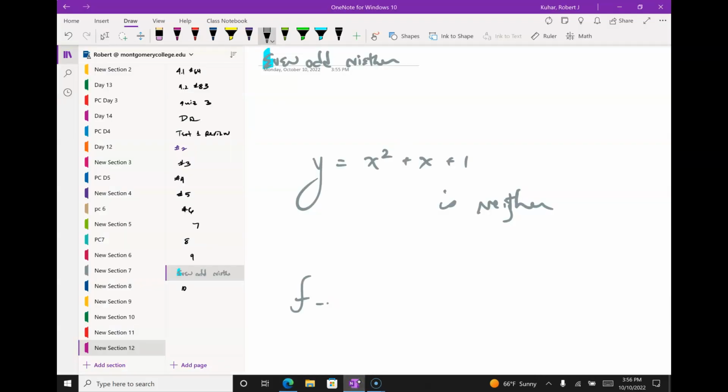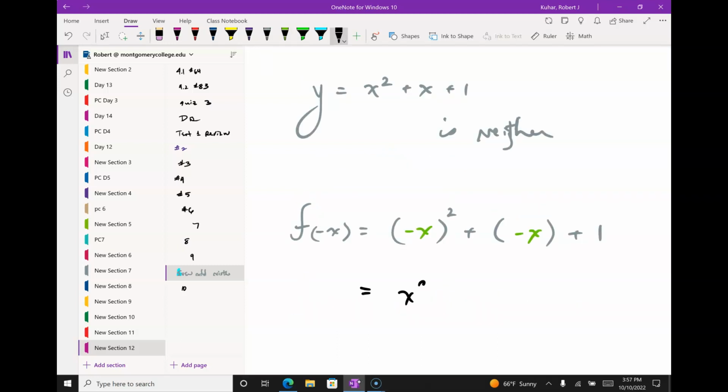So first we find f of negative x. So we're going to take every x and put in a negative x. And notice what I did. I put it in with empty parens, right? So you see here in my line x squared plus x plus 1, right? But what am I putting inside the negative x? Right? So now I get x squared minus x plus 1. Is that f of x? Is that the same as f of x? No, right? So it's not even. If it was the same as f of x, it's even.